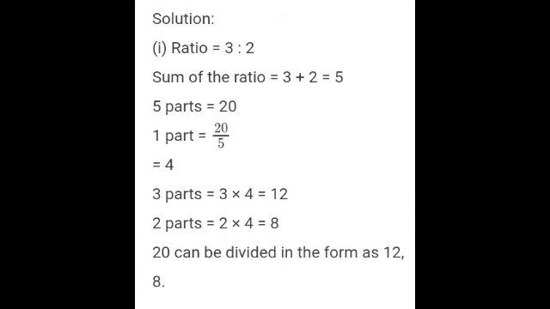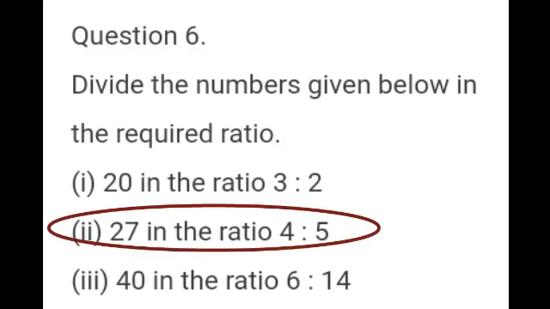Therefore, 20 can be divided in the form of 12 and 8. Yes, isn't it? So first the question is 20 in the ratio 3:2. Now 20 can be divided in the form of 12 and 8. Okay. So now the second one is 27 in the ratio 4:5.